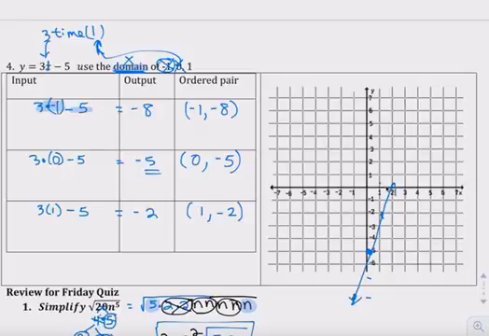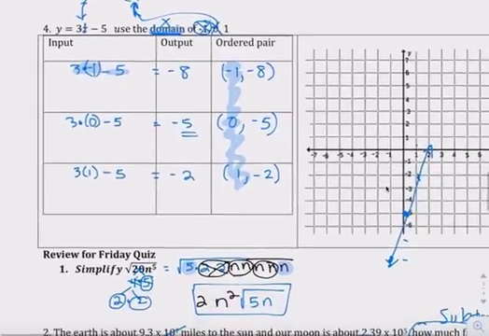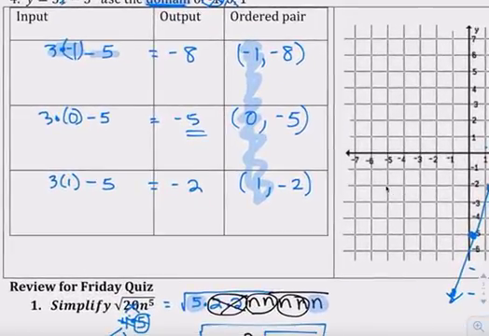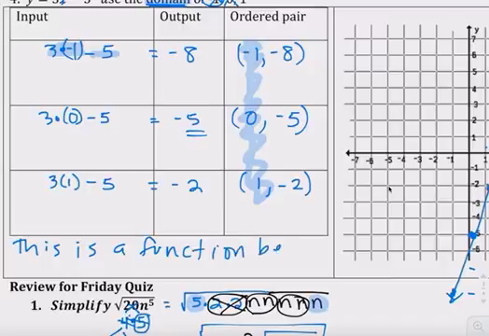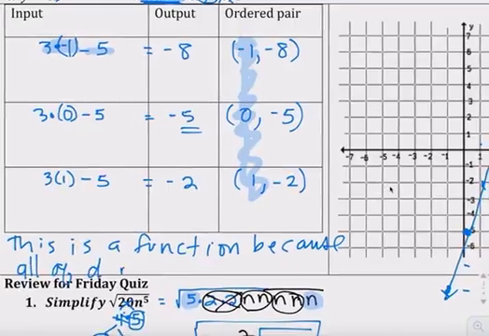Is this a function or not? This is a function because your domain values are different. Okay? This is a function because all of the domain values are different.